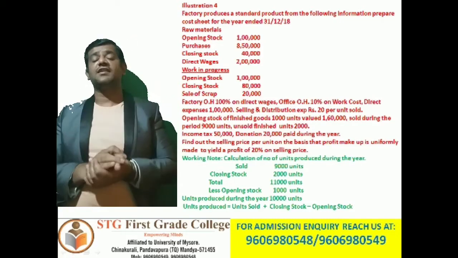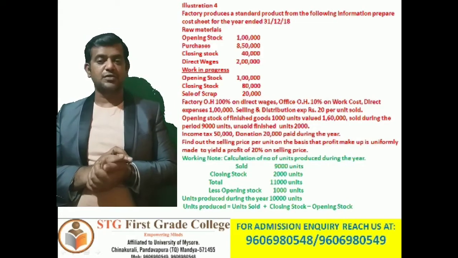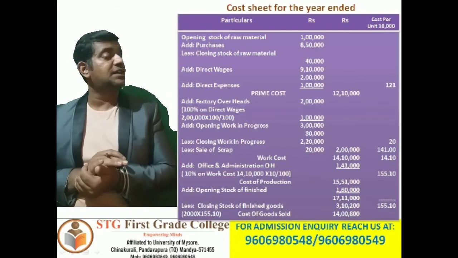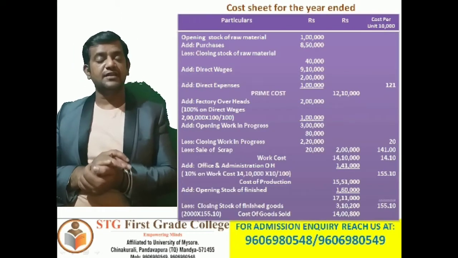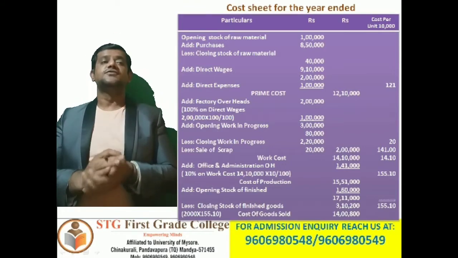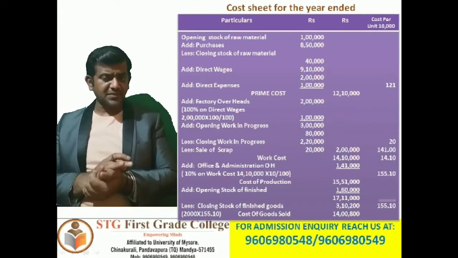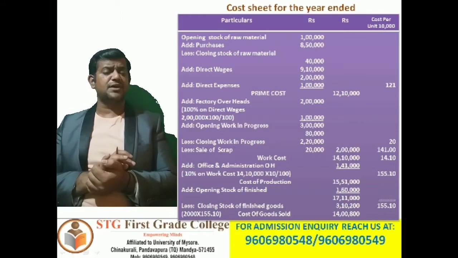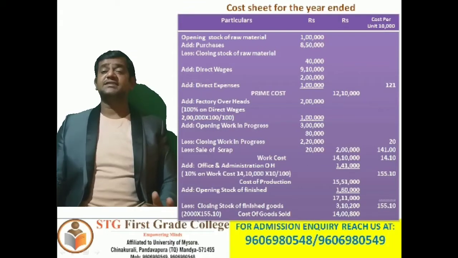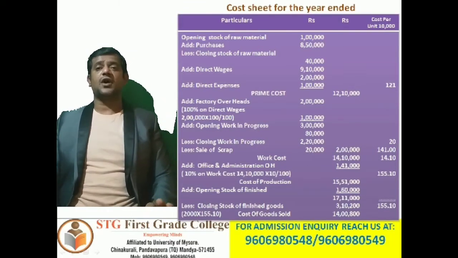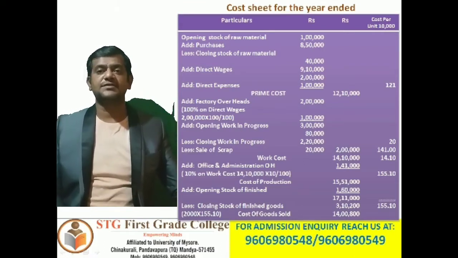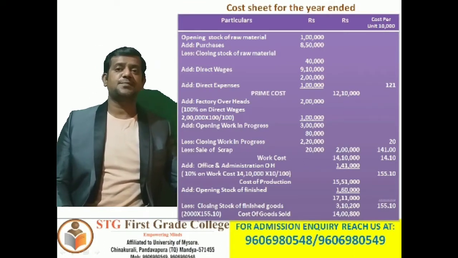Okay, so let us further move on to the preparation of the cost sheet. Take down the heading: cost sheet for the year ended. If he has given a date, mention that, 31st 12 2018 or 19 whatsoever. Then add columns. From here onwards you should remember we are going to make 4 columns. That is particulars, rupees, cost per unit. We have to be very careful: particulars, rupees, cost per unit.